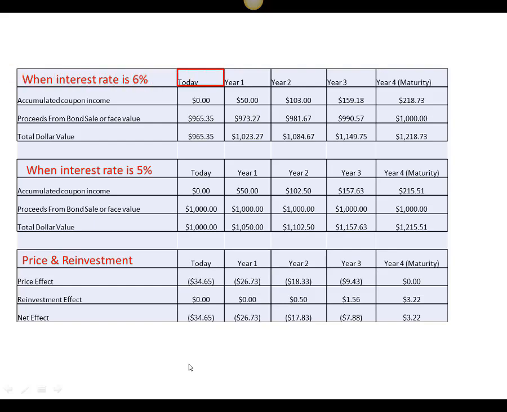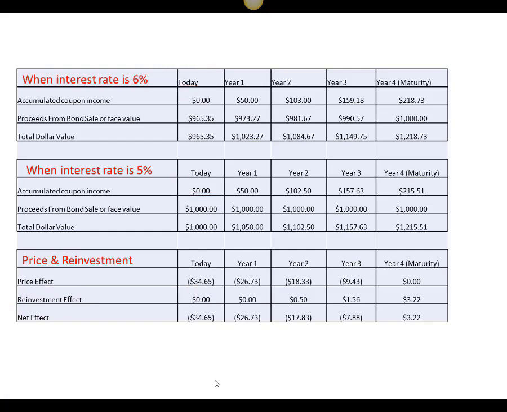Okay, so today, when you first buy the bond, there are no coupons paid on the day you purchase it. So the income you earn is $0, and that's true regardless of whether the interest rate in the market is 5 or 6%. So when we compare the coupons that we would get, the income from the two, we see that there's no difference as of today. Now let's look at the price effect.